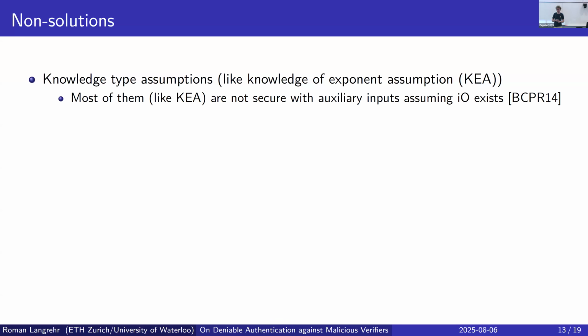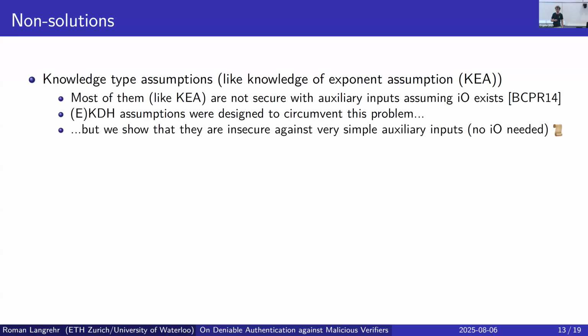This was shown in a paper from STOC 2040 by Bitansky, Canetti, Paneth, and Rosen. And the knowledge of Diffie-Hellman assumption that I mentioned in the beginning was actually designed to exactly circumvent this problem, but we show that they fail to do so, and they are actually insecure against very simple auxiliary input, and you don't even need iO.